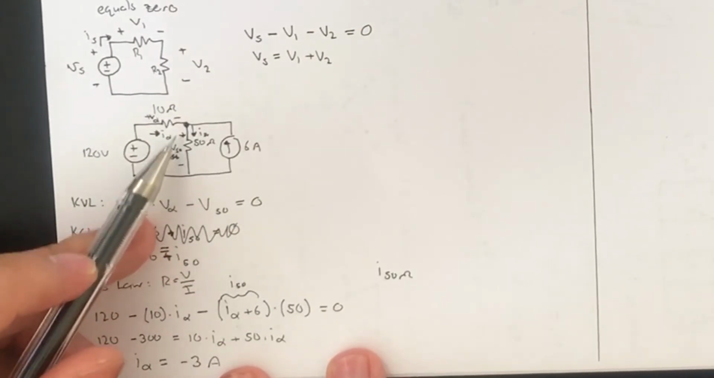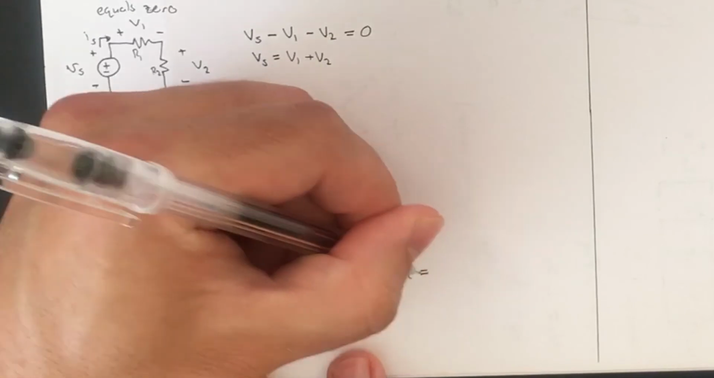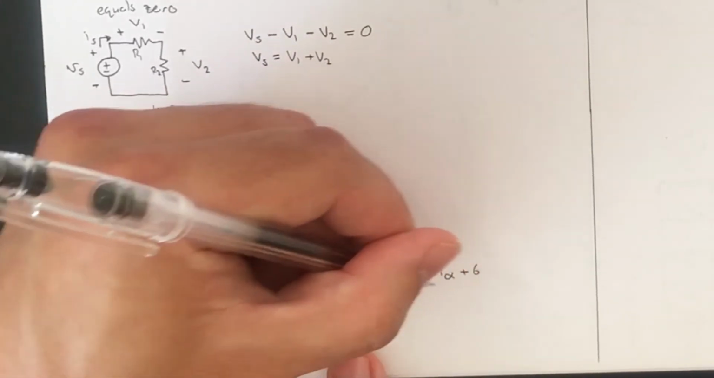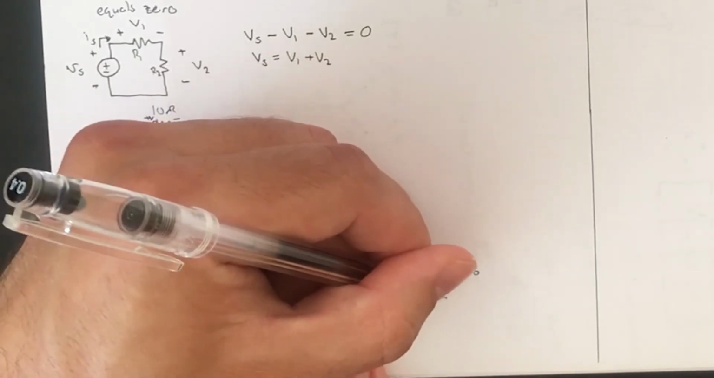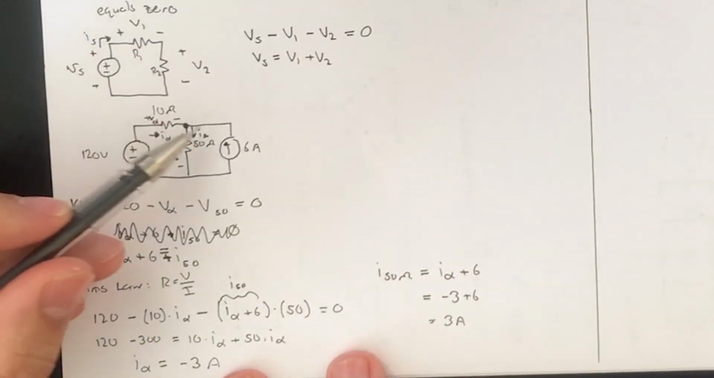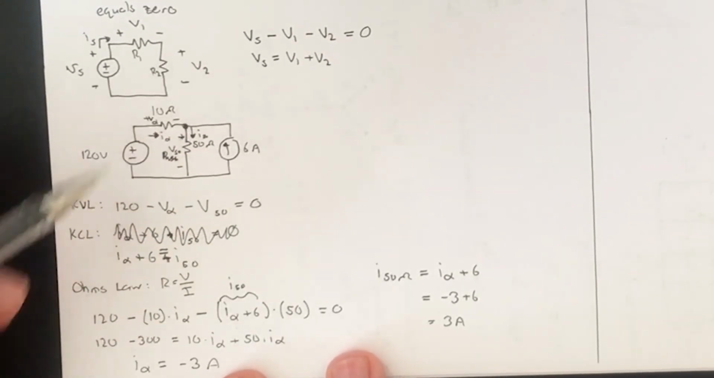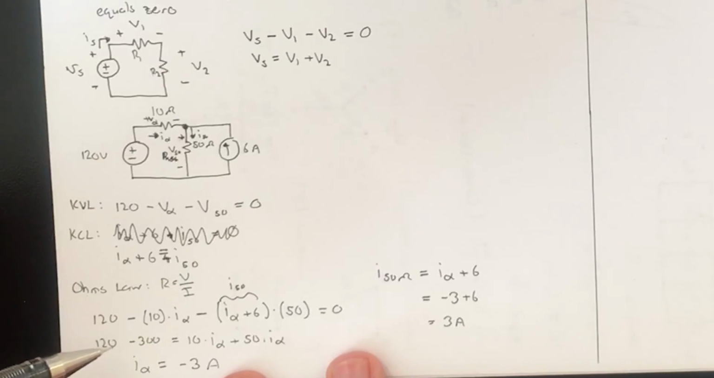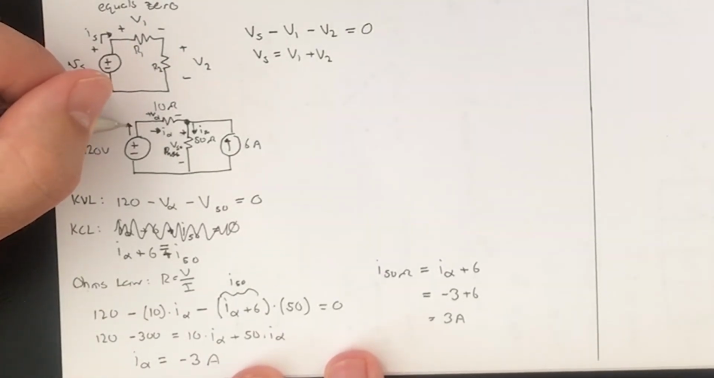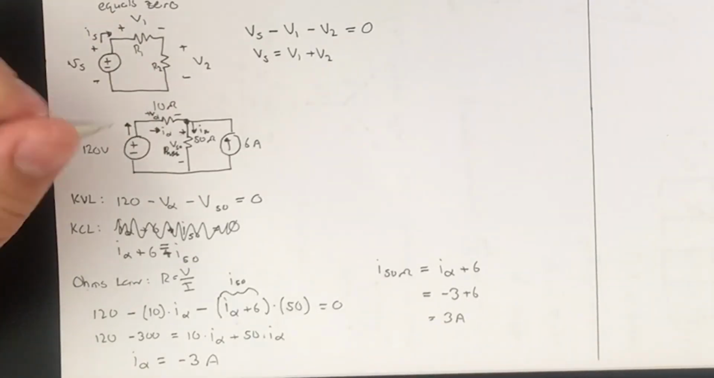So this is the current flowing down through this resistor. We have I50 is I alpha plus 6. So we have negative 3 plus 6 is 3 amps. So we have 6 amps flowing in here, 3 flowing down, and 3 flowing that way. Even though this 120 volt voltage source seems that we would define the current flowing out, it would in fact be flowing the other way.